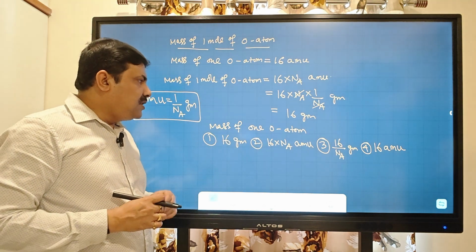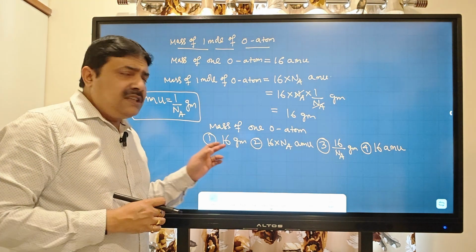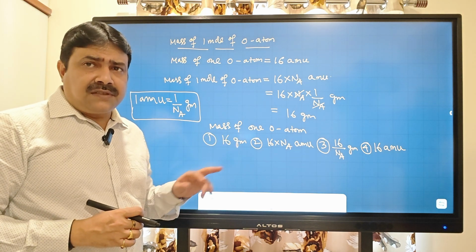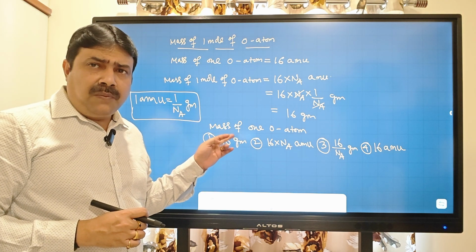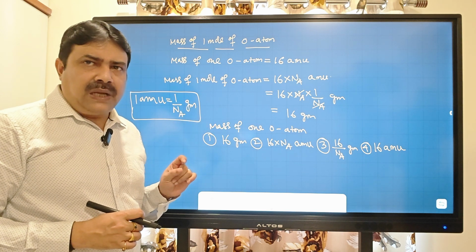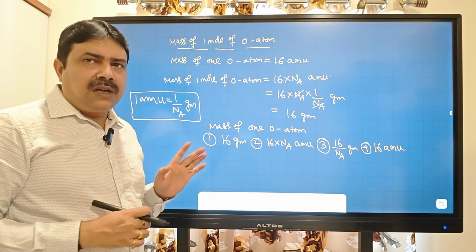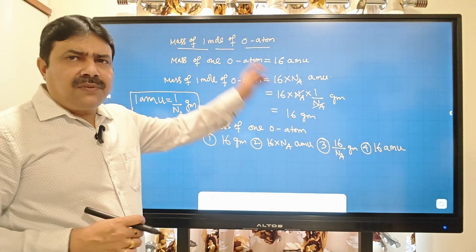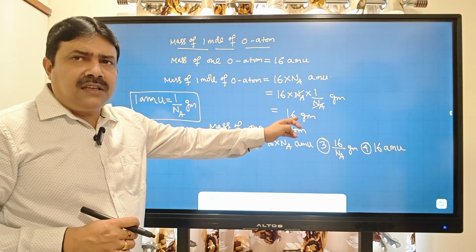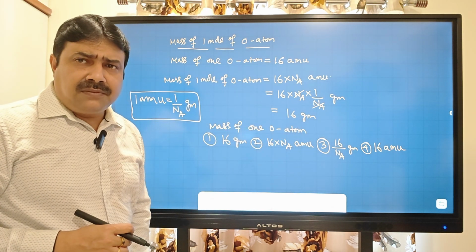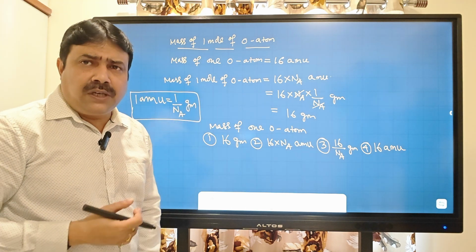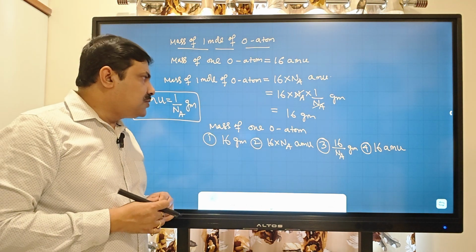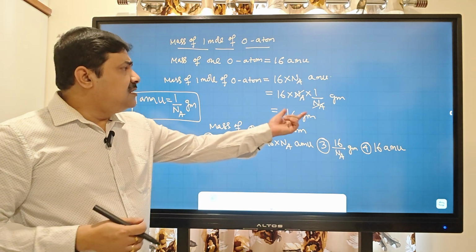First option they are giving is 16 gram. So 16 gram is a molar mass. Molar mass means what? Mass of 1 mole of substance. Here the substance is there in which form? Atomic form. So the mass of 1 mole of oxygen atoms is nothing but 16 gram. This is the mass of 1 mole of substance, so 16 gram is nothing but the molar mass of oxygen atom. Some books will say it's the atomic weight. Understood? So the mass of one oxygen atom is how much? Because this is 16.